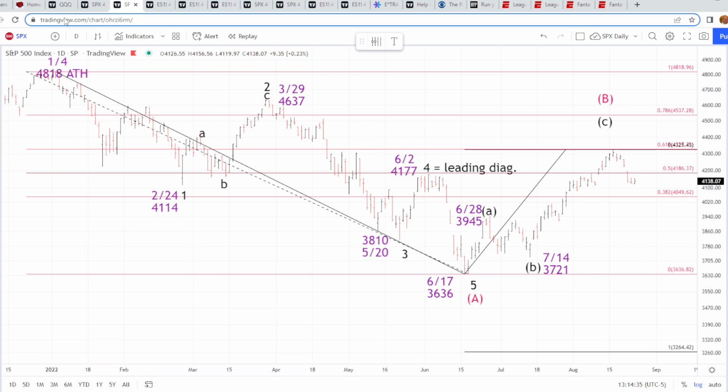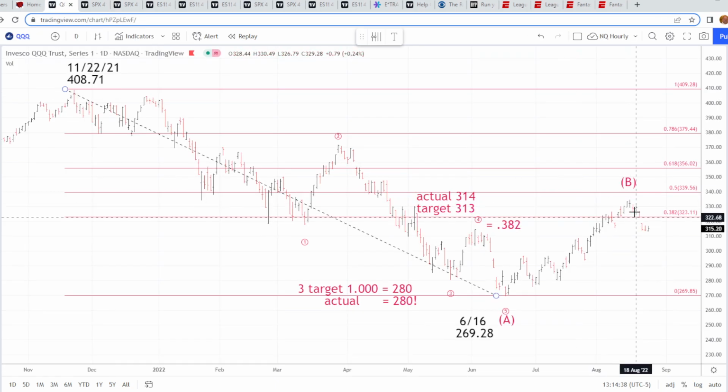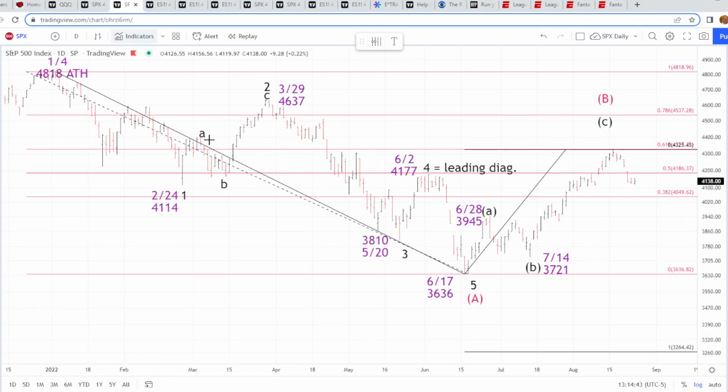That is higher than, let's go back to the Qs. The Qs fell short of the 500 and obviously short of the 618. So they're not leading. The S&P is leading, and we'll see. Well, the Qs are leading on the way down. That's the key right there.